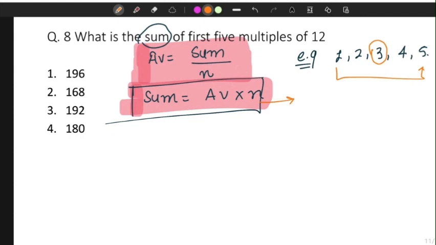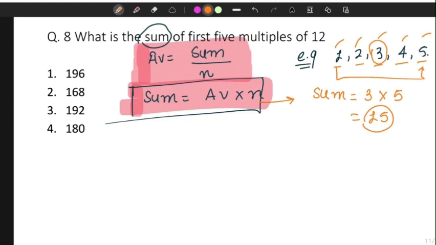So I'll put these values in this particular formula, that is sum is equal to average into total numbers. Average is 3, and how many numbers are there, 1, 2, 3, 4 and 5, that is 5 numbers. So this will give me 15. So 15 is the sum of 1, 2, 3, 4, 5. You can cross check it. 1 plus 2 is 3, 3 plus 3 is 6, plus 4 is 10, and 10 plus 5 is 15. So the sum is coming 15.